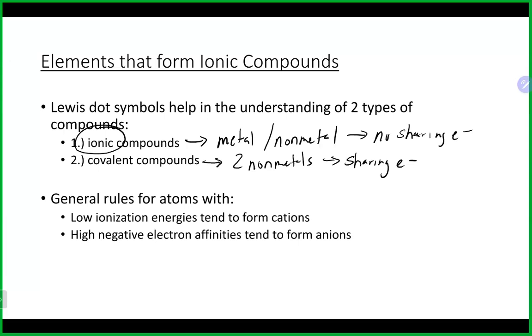A reminder that ionization energy is the energy needed to remove an electron. So if something has a low ionization energy, the electron's going to pop off. It's not going to be very hard to do that.